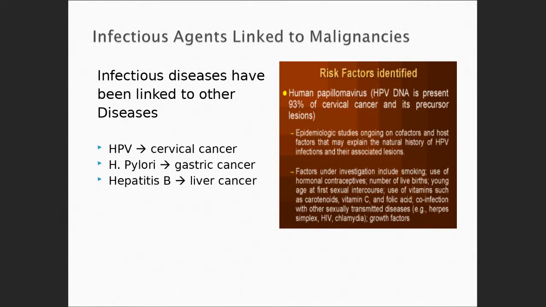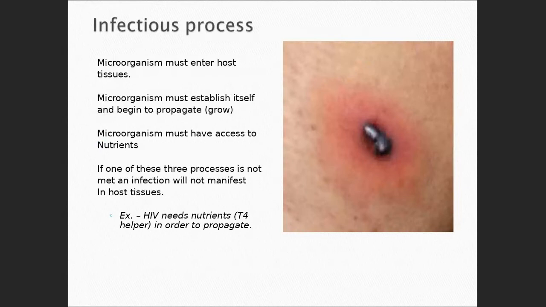Okay, here's the infectious process. Number 1, an organism must enter host cells. Number 2, the microorganism must establish itself and begin to grow. Number 3, it has to have a constant supply of nutrients. If one of those 3 things is interfered with, you will not develop an infection. And so remember, I told you that control of microorganisms was really important.